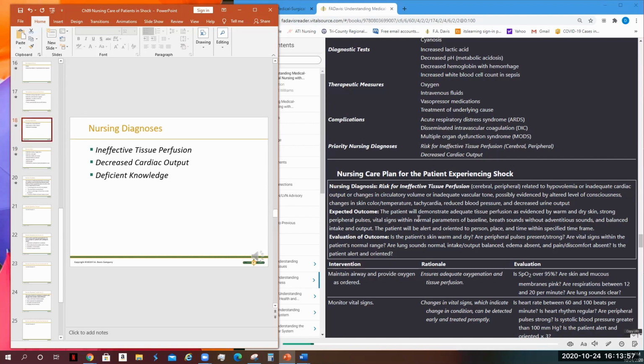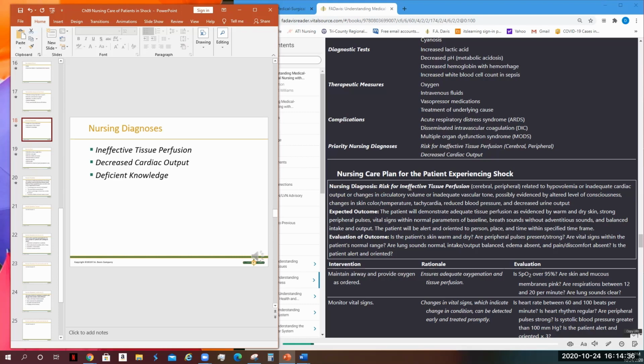So the nursing care plan for the patient experiencing shock, for the nursing diagnosis, risk for ineffective tissue perfusion, cerebral, peripheral, related to hypovolemia or inadequate cardiac output or changes in circulatory volume or inadequate vascular tone, possibly evidenced by altered level of consciousness, changes in skin color/temperature, tachycardia, reduced blood pressure, and decreased urine output.